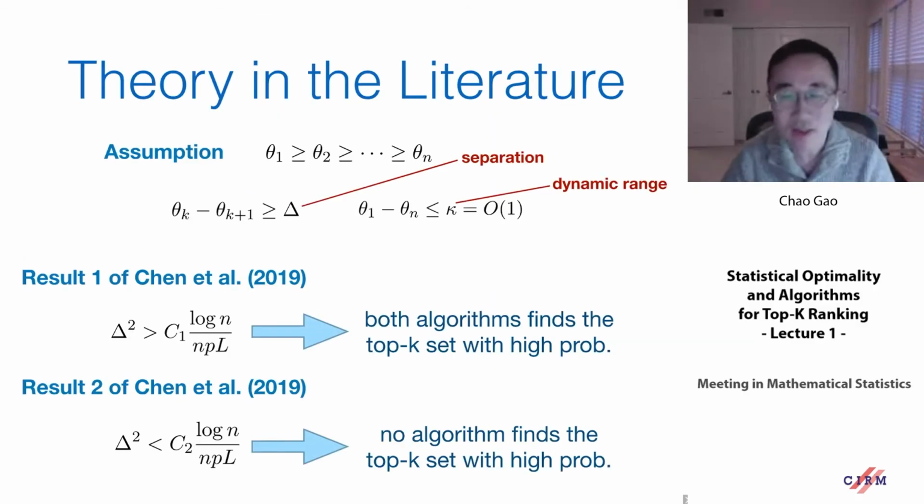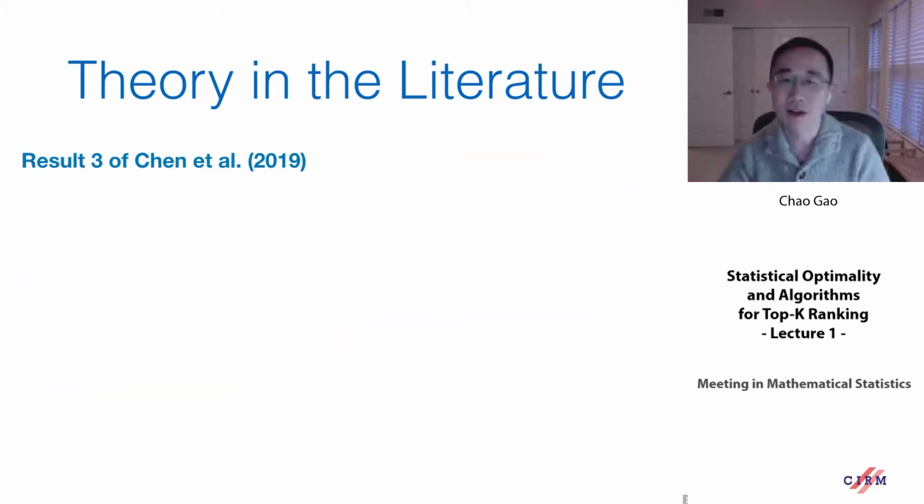And not only that, the second result of that paper shows that this condition is optimal in the sense that if the separation parameter delta squared is smaller than this number up to some small constant C2, then no algorithm is able to find the top K set with high probability. In a sense, this result is sharp, at least in terms of the rate, and not necessarily the constant. Okay. I also want to emphasize that they actually provide a third result, which I want to present here.